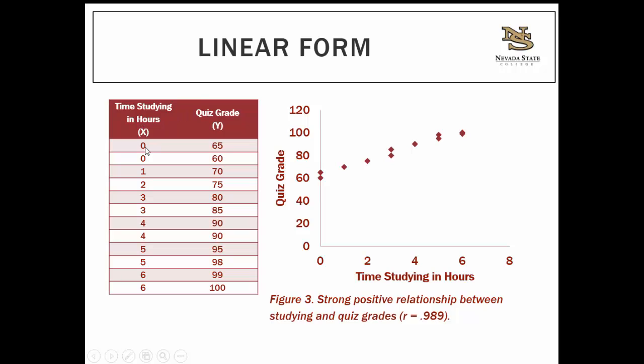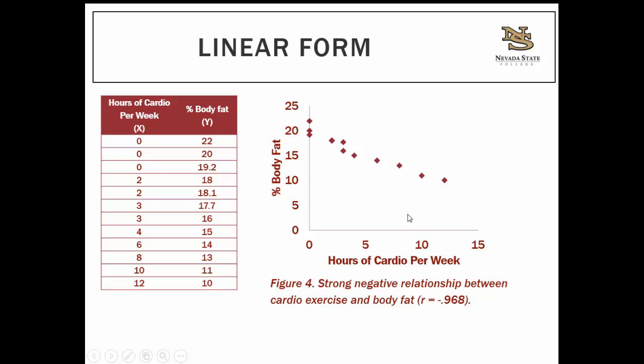Okay, so as X increases, you see a consistent change in Y, right? Y is consistently increasing, so we have a linear relationship here. When you plot the data, they tend to form a straight line. Linear, right? We don't have a point where all of a sudden the pattern switches. Now, this is also a strong positive relationship, but we'll talk about strength and direction here in a little bit.